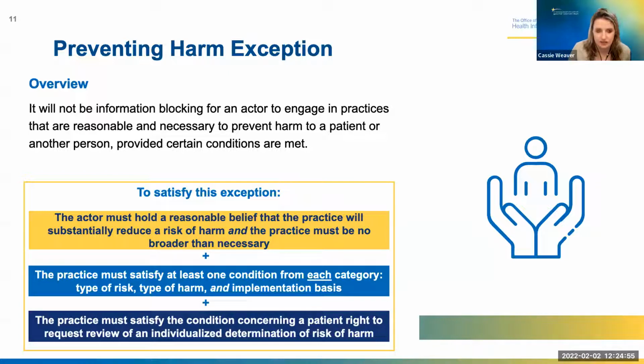So I know that was a lot. I encourage you all to read the regulatory text for this, because a lot of questions can be answered by taking whatever scenario you're imagining and walking your specific fact pattern through these conditions. Who's asking for it? Whose EHI is it? Is the EHI discussing another person, et cetera? So let's talk through an example of this that I think will hopefully be really helpful in explaining the preventing harm exception. So can we get to the next slide, please?